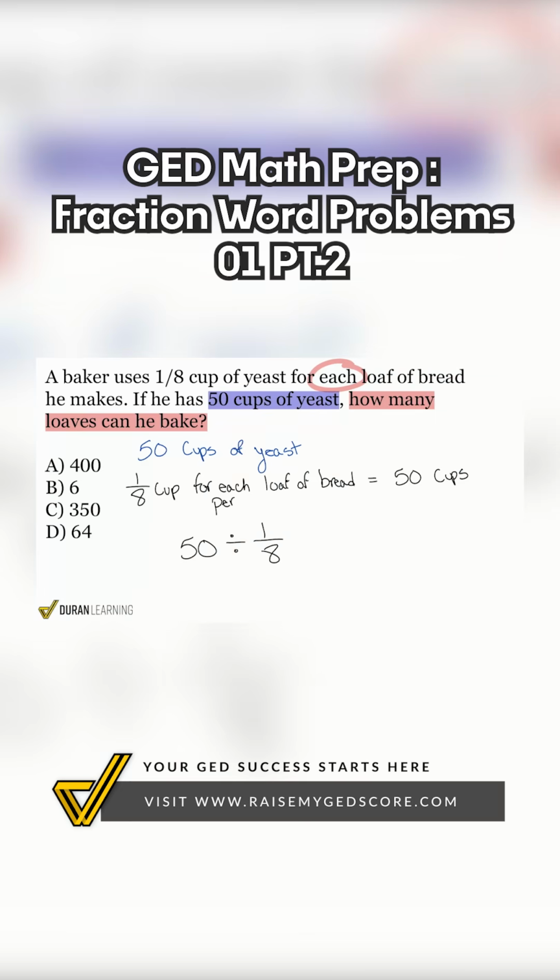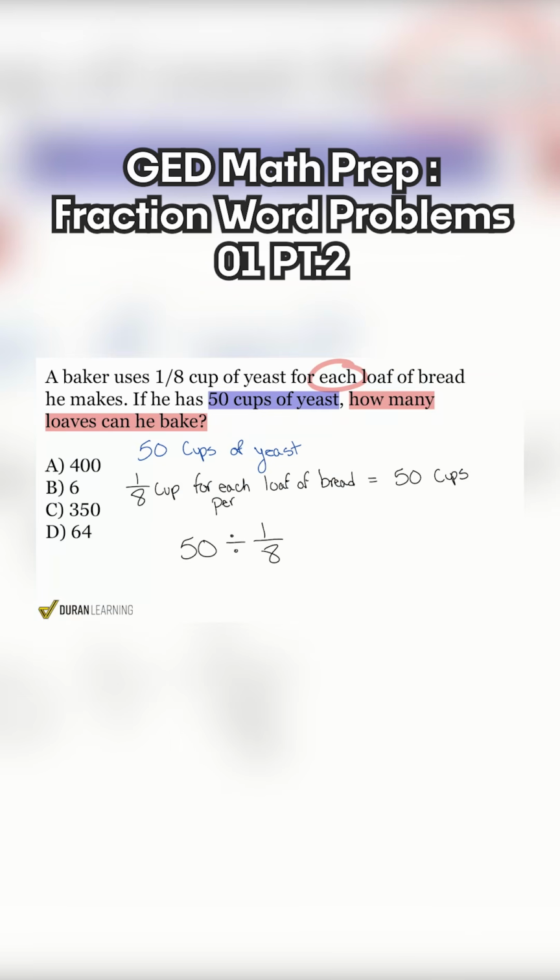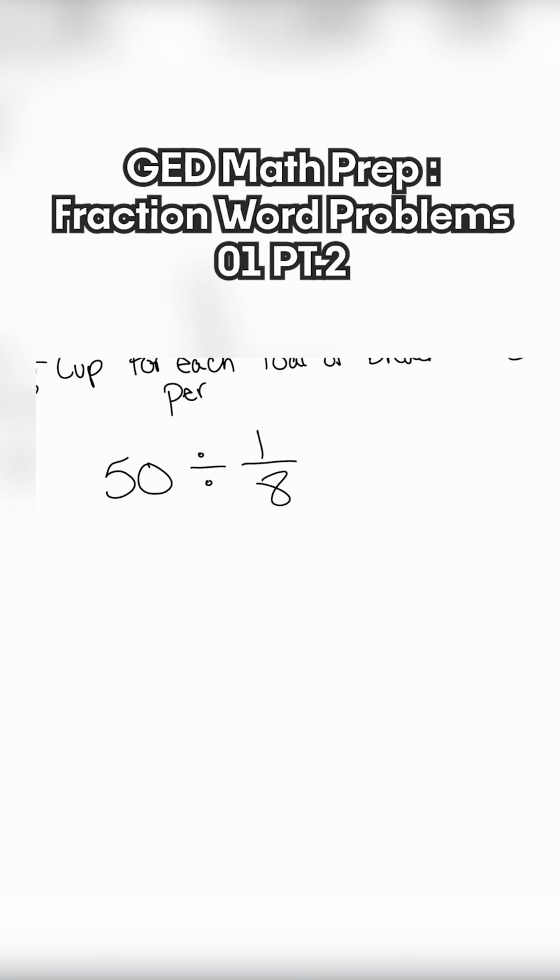Now that we're here, everyone, what's the rule for dividing by fractions? Help me out there. Yeah, KCF. KCF. Keep, change, and flip. Trying 50 divided by 1/8. Let's go ahead and get it done. We know that 50 can be written as a fraction over 1. So 50, again, is the same thing as saying 50 over 1.